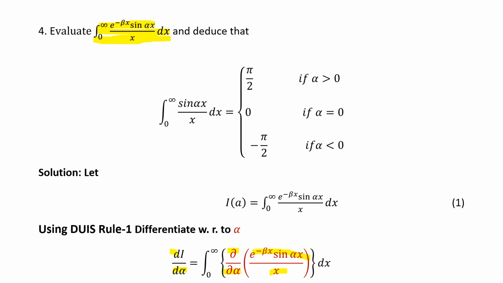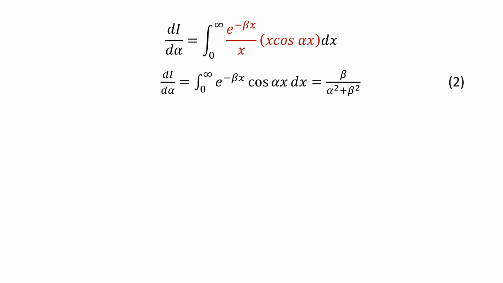Okay, so if we keep x as a constant, then dI by d alpha is equal to the integral from 0 to infinity of e raised to minus beta x whole upon x, which is constant with respect to alpha. Then sine alpha x derivative is cos alpha x, and the derivative of alpha x will be x, and whole dx. Now x gets cancelled, so you will get dI by d alpha is equal to the integral from 0 to infinity of e raised to minus beta x cos alpha x dx, and by the direct formula you will get dI by d alpha is equal to beta upon alpha square plus beta square.